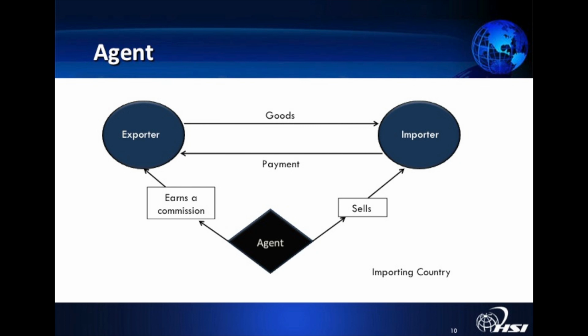And an agent usually would want to represent multiple companies manufacturing similar products that complement each other. So they will have the same reason to call on key industrial contacts. And that will obviously help the exporter.